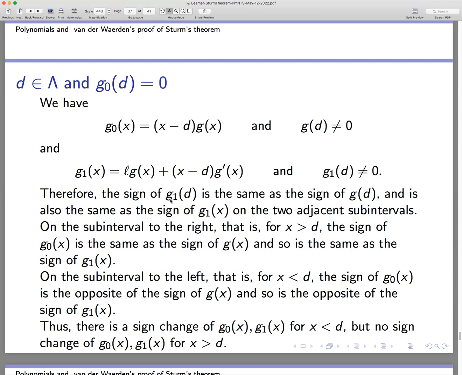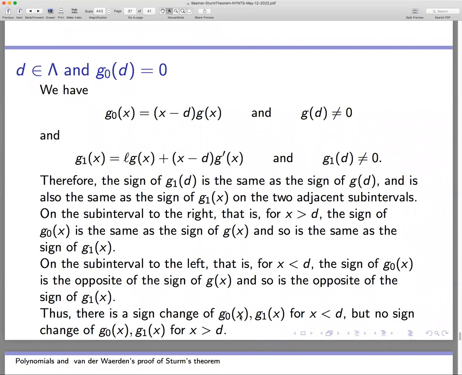Now, that's G1. What about G0? If you look at the interval to the right of d, that is x greater than d, x minus d is positive. So the sign of G0 is the same as the sign of g of x, which is the sign of G1 of x. And on the interval to the left, that means if x is less than d, x minus d is negative. So the sign of G0 is the opposite of the sign of g of x, and it's the opposite of the sign of G1 of x.